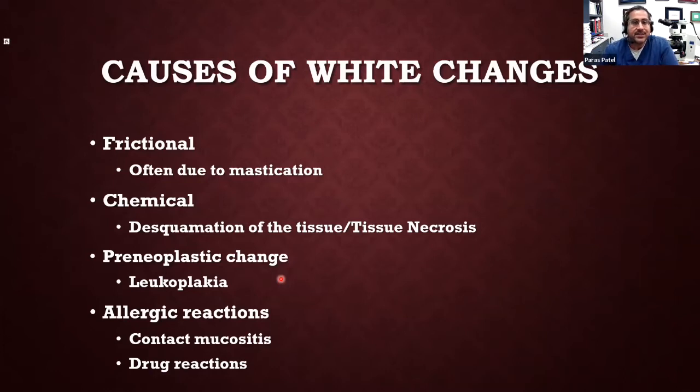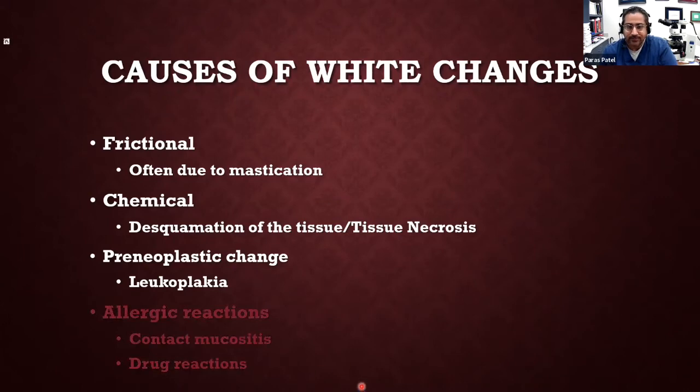Causes of white changes. There's a few different things that can actually result in white changes of the oral mucosa and gingival tissues. Friction is the most common cause that we'll see. You can actually see this sort of change as a result of some sort of chemical injury. Desquamation of the tissue or tissue necrosis results in that tissue becoming white. Clearly, leukoplakia or preneoplastic diseases can be white in their coloration, and we're not going to talk about those since we've discussed those previously. And then allergic reactions also can produce white changes that mimic some of the inflammatory conditions that we've also talked about.